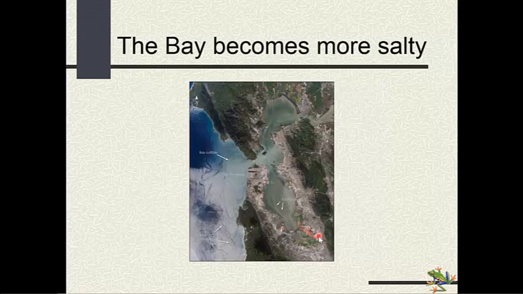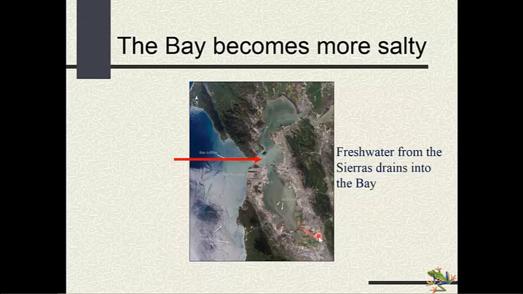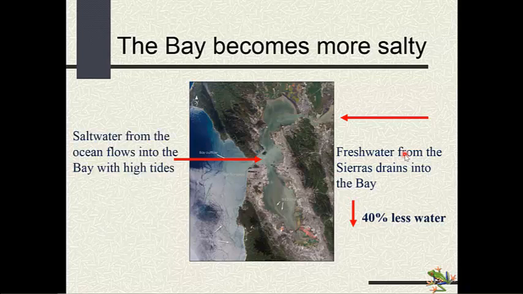Here in the bay, that poses a problem for the critters living in the bay. The bay is becoming more and more salty for two reasons. One is that we have global warming and sea level rising, and more water in high tides comes into the bay. And the other is that the fresh water that drains from the Sierras into the bay is less now, because about 40% of it is diverted for agriculture and drinking water.